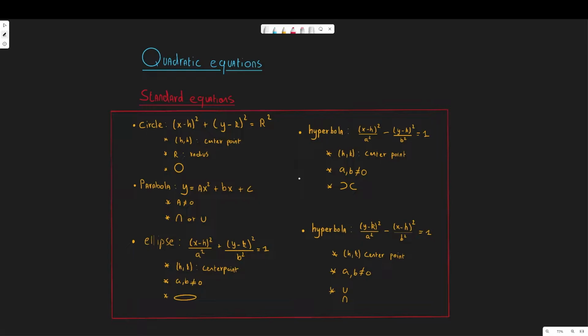And there are 5 standard equations for quadratic equations, which are listed down here. I'm going to cover them each one by one. So we're going to deal with the circle, which obviously looks like a circle, the parabola, which can be either up or down, the ellipse, and then we have two types of hyperbola. One which looks like this and the other one which looks like that.